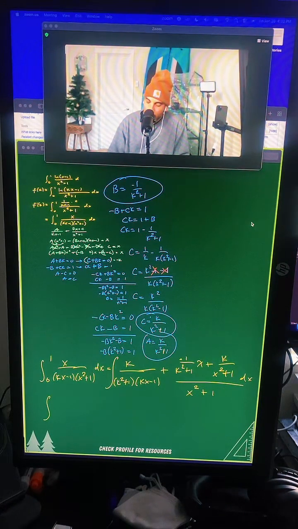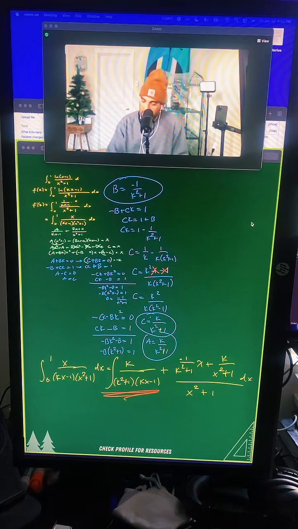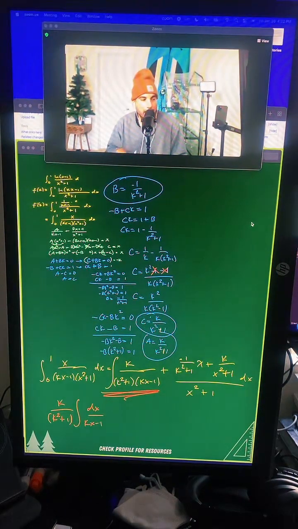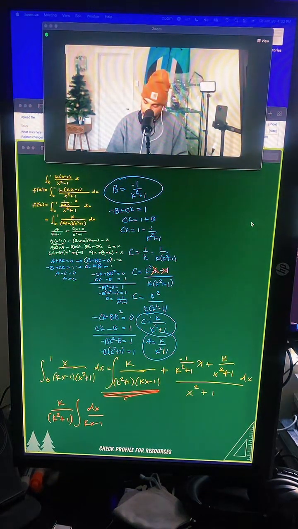Okay, let's continue. For that first integral, let me color code it so that we don't lose track of this. Yes, it is very hard. Let's do the red one first. I'm going to pull out all those constants, and that's going to be k over k squared plus 1, and then integral of dx over kx minus 1. I feel like that's a simple natural log problem.